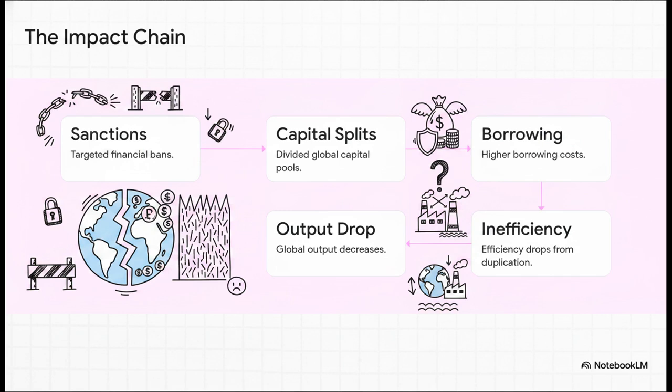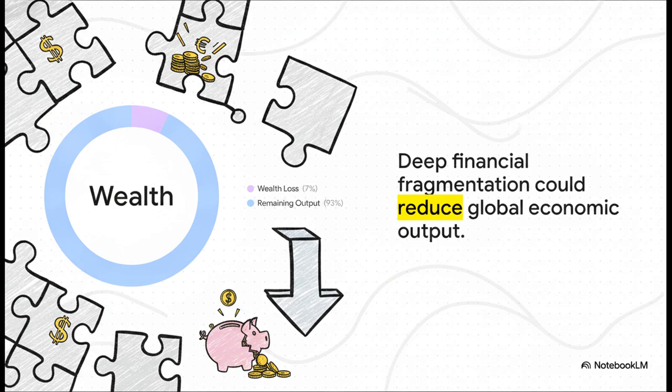Companies actually have to duplicate their factories and supply networks across different regions just to avoid political disruptions. And ultimately, that entire mess leads to step 5. Global economic output decreases, which fuels higher structural inflation worldwide. To put that into perspective, estimates from the International Monetary Fund warn that deep financial fragmentation could cause a permanent 7% reduction in global economic output.